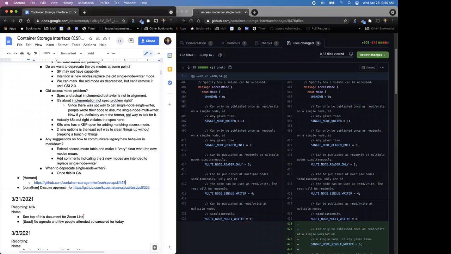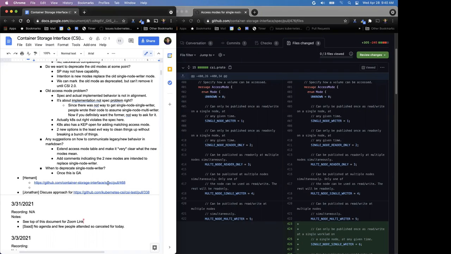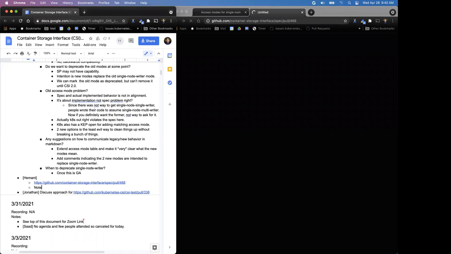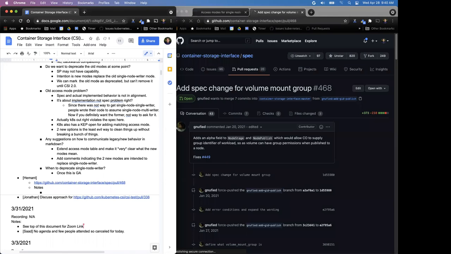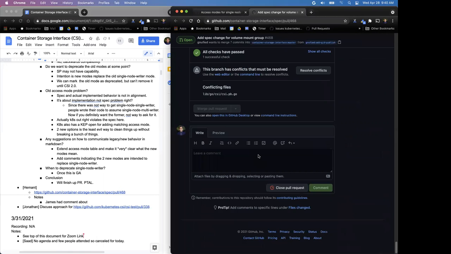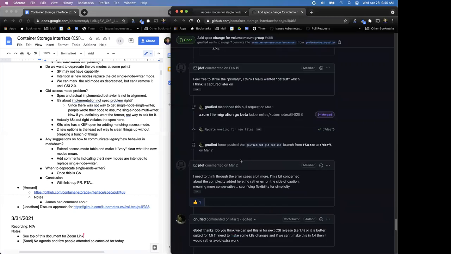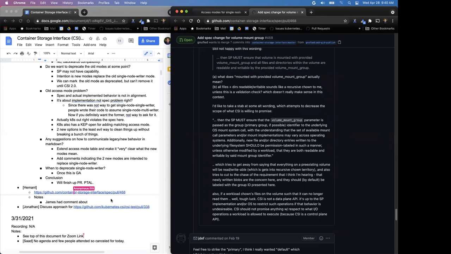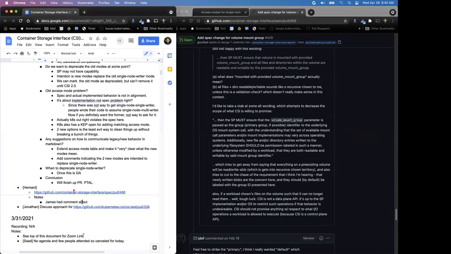If there's nothing else on this item, Hemant, you have 468. Yeah, so I think most of the proposal is in agreement. James had a comment, if you see his last comment, I need to think through the error cases. He's concerned about the complexity, and the complexity he's referring to is the error handling in the spec change, where there are two error cases.